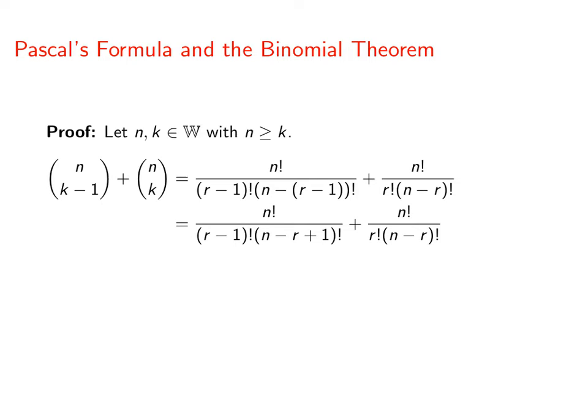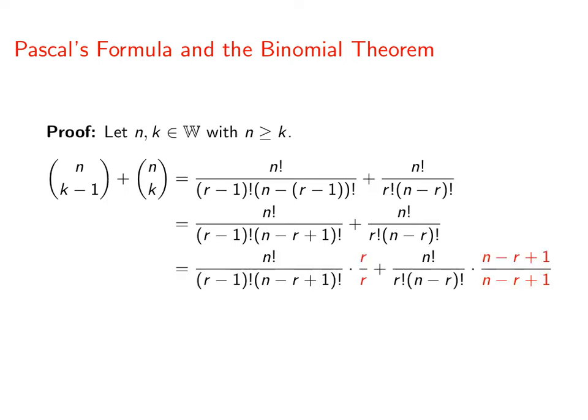In order to do that, we'll have to multiply both fractions by 1 chosen in the right way. The correct choice for the first fraction is going to be k over k. For the second fraction, n minus k plus 1 over n minus k plus 1. A little hard to see why that's going to be the right thing. In just a moment, we'll see how multiplying by these expressions will be exactly the right thing to get a common denominator.